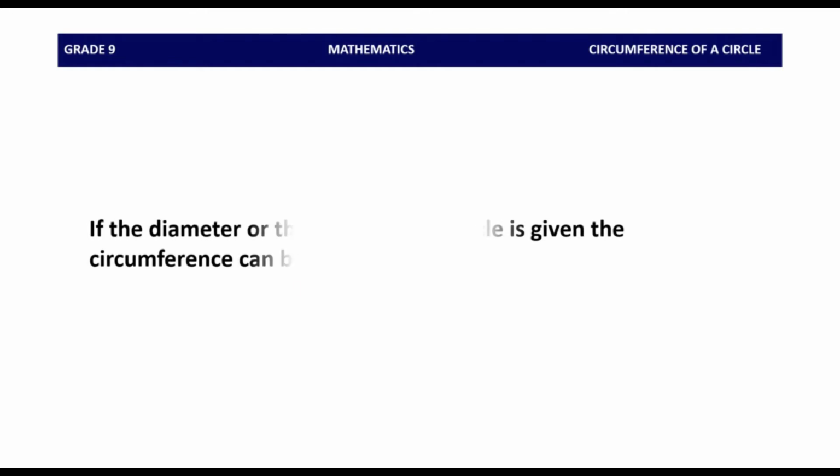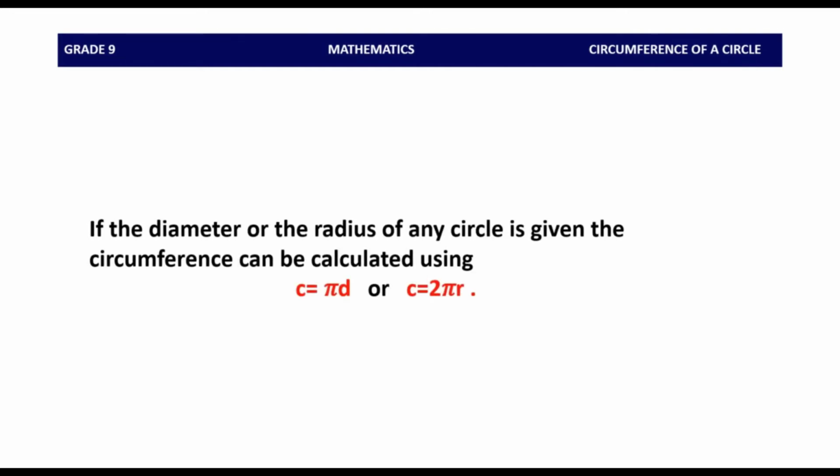Now we have two formulae for finding the circumference of a circle. If the diameter is given to you, you can use the formula C equals pi D and calculate the circumference. But if the radius is given, we can calculate the circumference by using the formula C equals 2 pi r. Now we are going to do some calculations related to the above formulae.